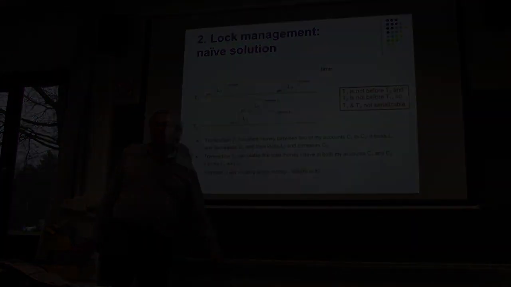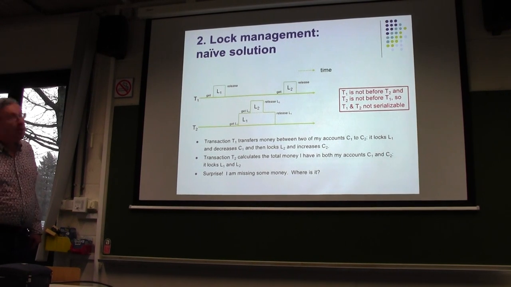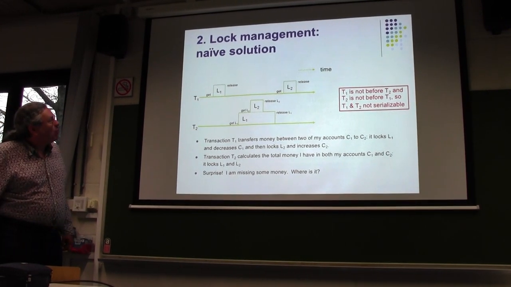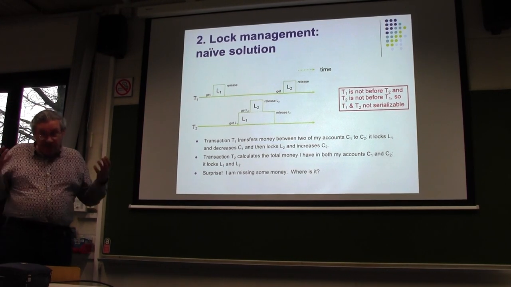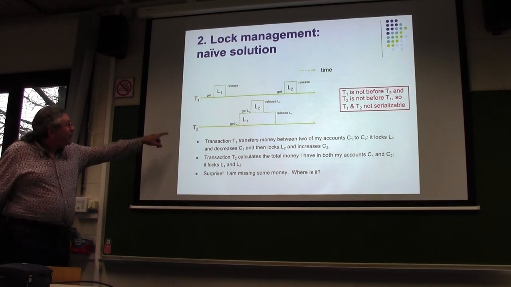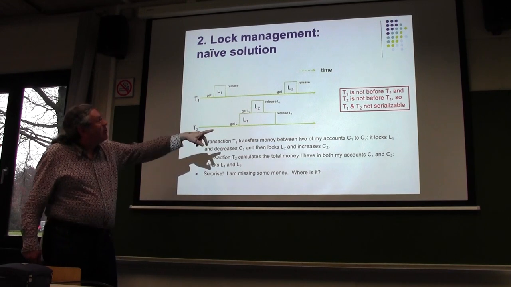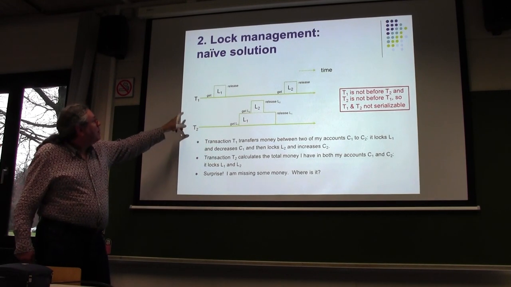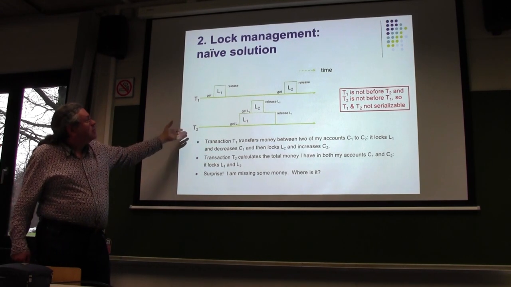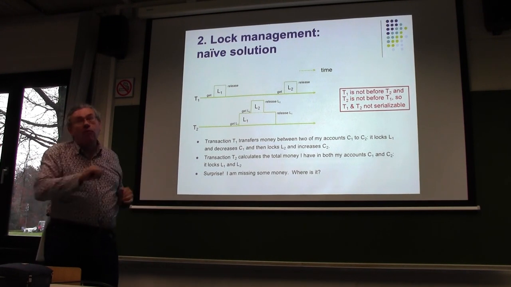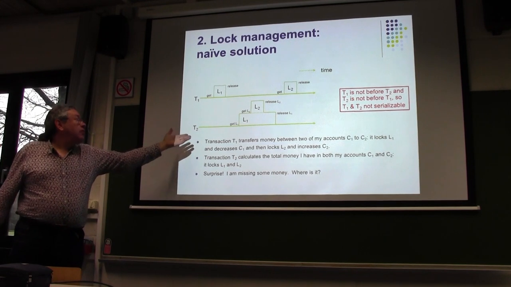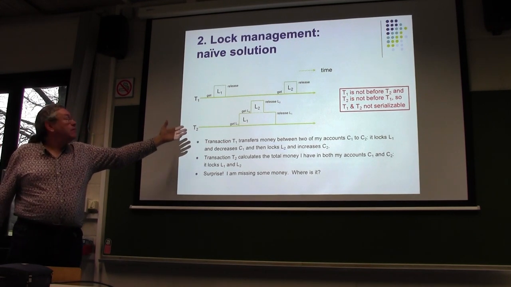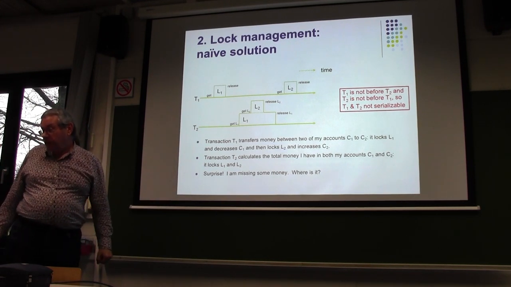Okay, very cool. So now we're doing lock management, which is a safety thing. We want the transactions to be serializable, which means that it's as if one goes before the other. So in this scenario, it's not serializable, because T1 is not before T2, T2 is not before T1, they're kind of overlapping in a funny way, and the result is clearly incorrect. So I'm breaking an invariant of the system.